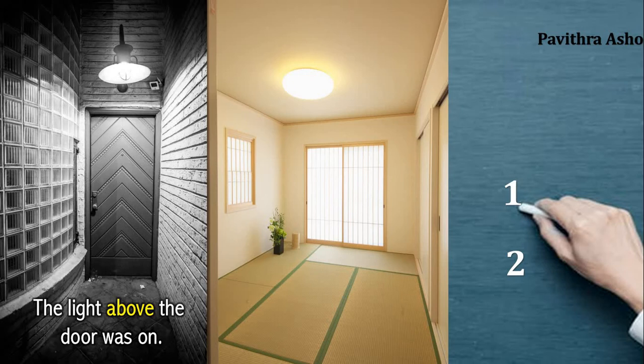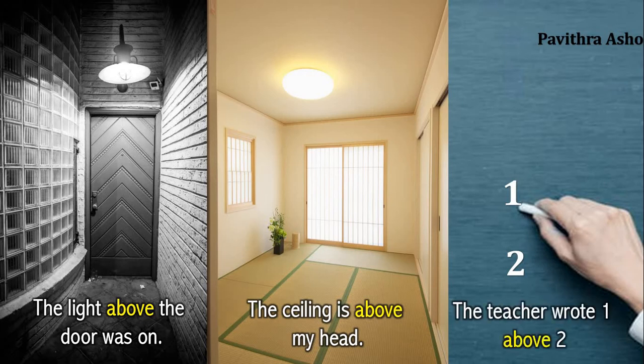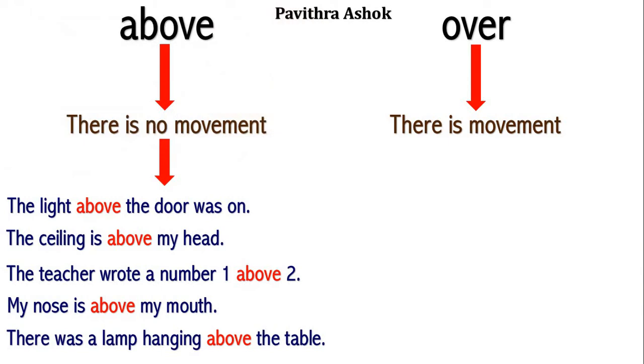In the second picture, the ceiling is above my head. You can see the ceiling which is at a higher position, which is spread. In the third picture, the teacher wrote 1 above 2. As I have already told you, with above there is no movement. We are simply saying that one thing is at a higher level than another thing. Next one is over. With over, there is a movement at a higher level.